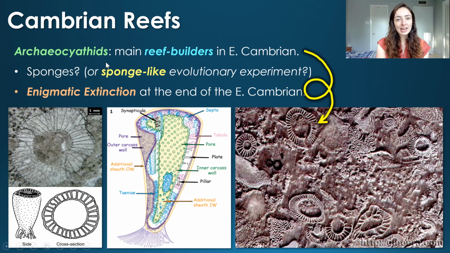There were also archaeocyathids, which were the major reef builders in the early Cambrian. And we don't know what phylum these guys fit in. They're kind of like many of the Ediacaran fauna in that way. They're kind of mysterious in what they fit in. We've placed them potentially in sponges, but they might also be a sponge-like evolutionary experiment, and they ended up failing, because then they underwent an enigmatic extinction at the end of the early Cambrian. And it's enigmatic because we really don't know why they went extinct. They were super widespread, and then boom, extinction, and we don't know why. I talk about that more in my sponge video as well, but yeah, it's a mystery.